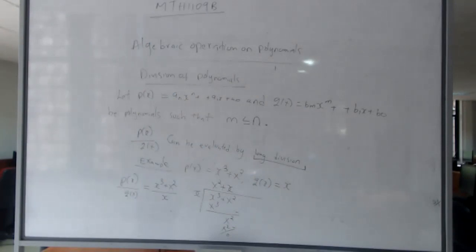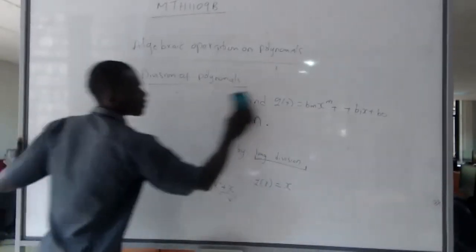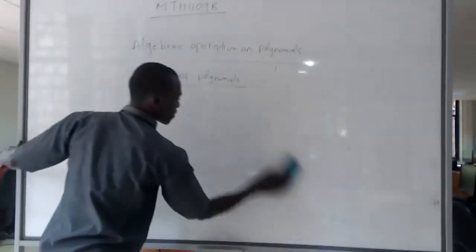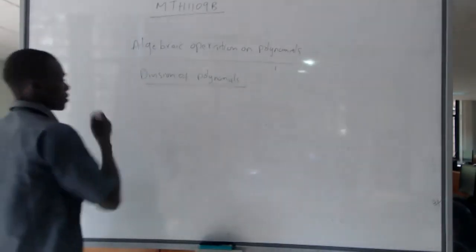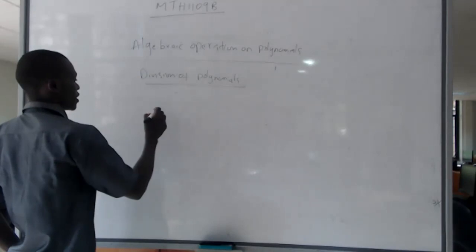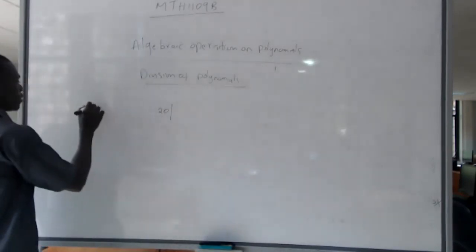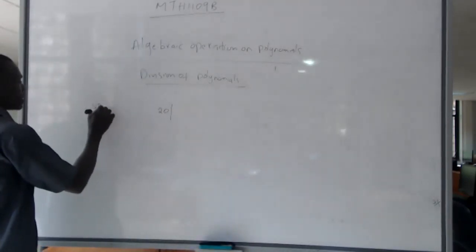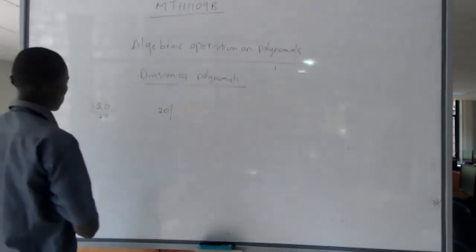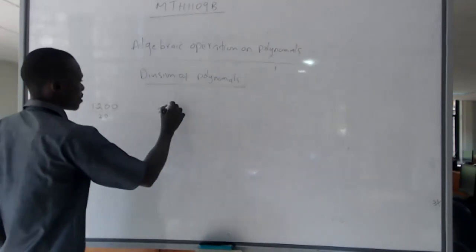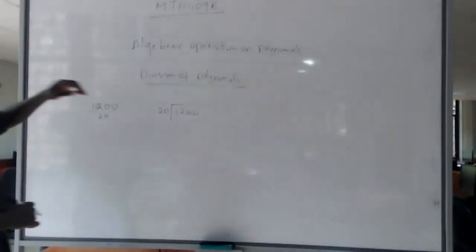I think so, yeah. Okay, let me take you through long division of numbers. It's the same concept that we're using here. So let's say I want to evaluate maybe 1,200 divided by 20. So I have 1,200, then I have 20 outside. Then you start from 1.